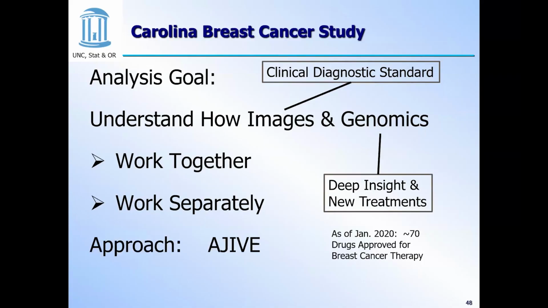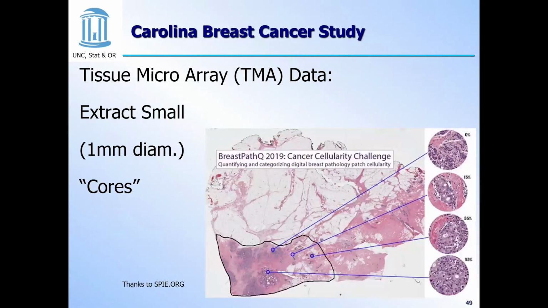And so the analysis we did at this time was AJIVE. And so let's have a go at that. So what's the form of the images? Well, the images here were called tissue microarray data. They basically take a piece of tissue, poke it with a needle 1 millimeter in diameter, get a core of tissue, and then they cut it into slices.